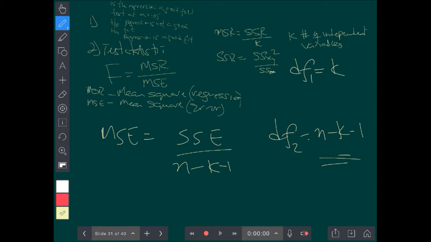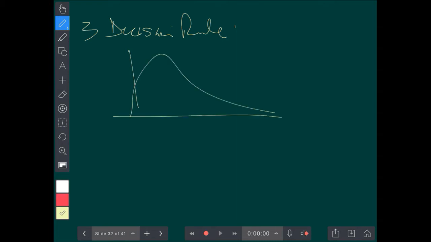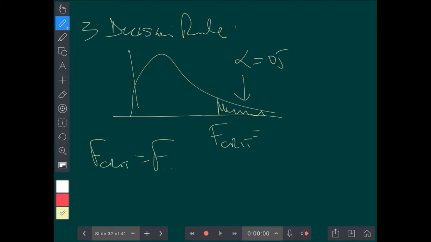Decision rule. This is a new page. So we know the F distribution is kind of like this. It's skewed. This will be alpha 0.05. So we have an F critical. F critical turns out to be the F alpha, with df1 and df2.